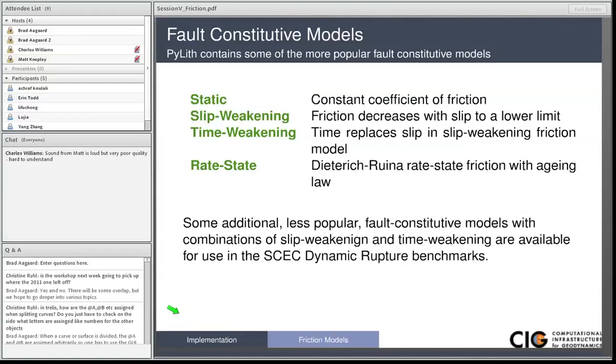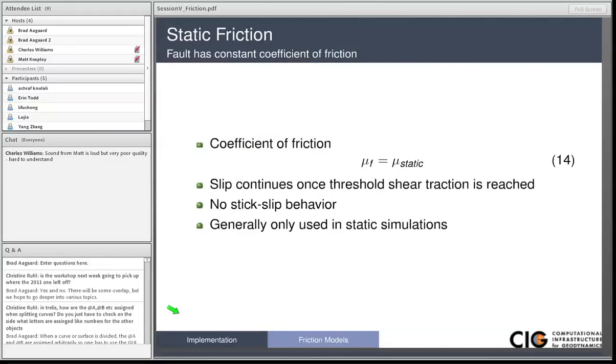And then we have rate and state friction. We've implemented the Dieterich-Ruina rate and state friction with the aging law. And there are a couple other variations of slip and time weakening that we use when we run some specific SCEC dynamic rupture benchmarks that required a specific form of slip and time weakening. They use this combination to try to help control the nucleation and force the nucleation in a specific way.